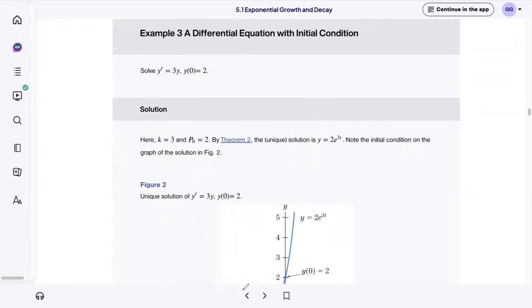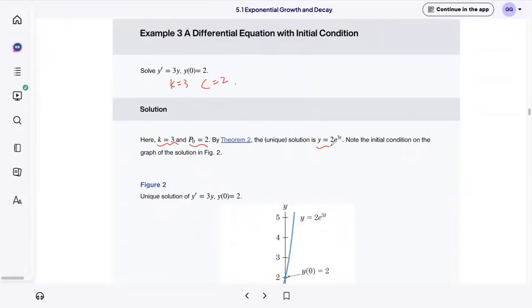So let's see this one. This one's saying, well, we're given K, so basically it tells us K equals 3, right? Initial value is 2. So let's say differential equations with initial condition.